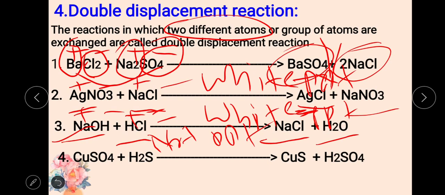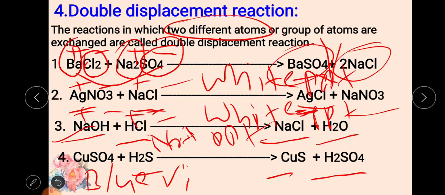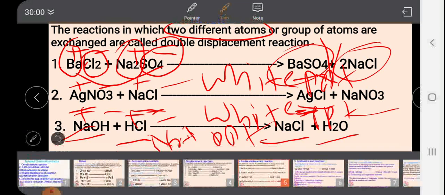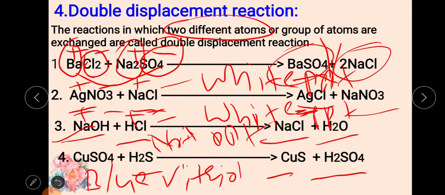Next, the fourth one: CuSO4, copper sulfate, plus H2S, and we get copper sulfide and sulfuric acid. In this reaction, copper sulfate is blue in color, so we call it blue vitriol. This blue vitriol reacts with hydrogen sulfide to give copper sulfide and sulfuric acid.